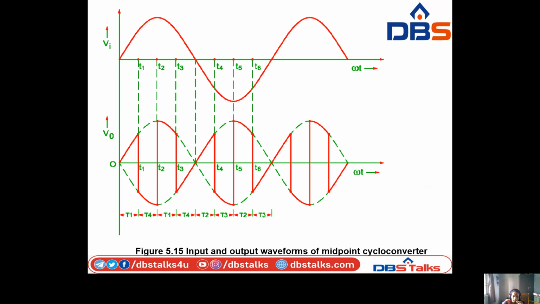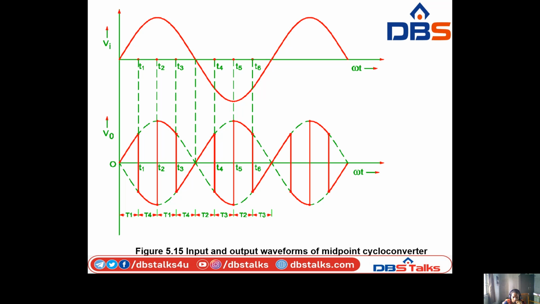These are the input and output waveforms for a cycloconverter. This is the input waveform, and the input will be sinusoidal. Vi is the input voltage and V naught is the output voltage. The output voltage V naught is marked in red color. So this is the output voltage for a midpoint cycloconverter.